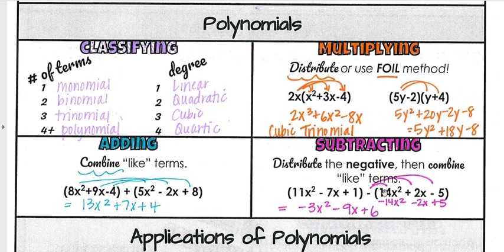So this was positive, it becomes negative. This was negative, it becomes positive. This was negative, it becomes positive. We change all the signs, and then we just combine like terms. So 11x squared minus 14x squared, that's going to give me that negative 3x squared. Negative 7 minus 2 gives me negative 9. 1 plus 5 gives me 6.